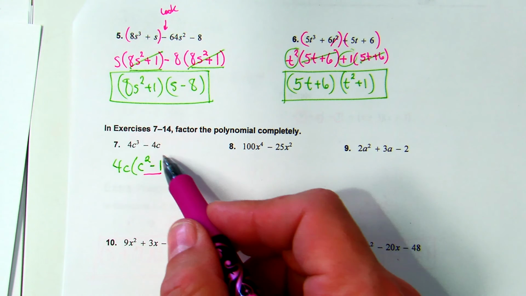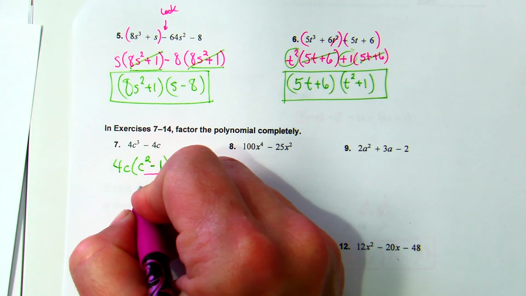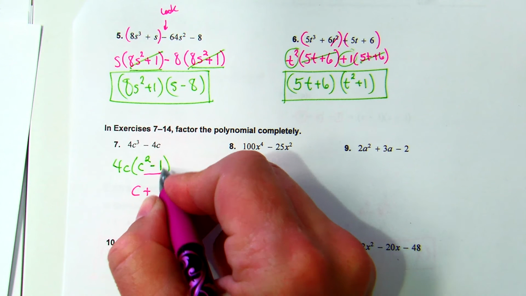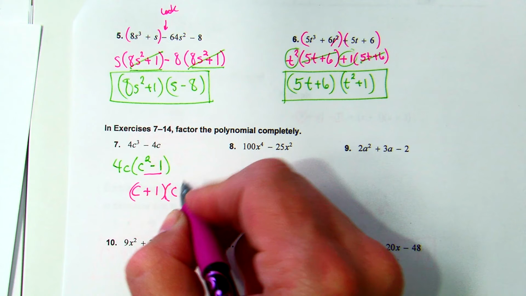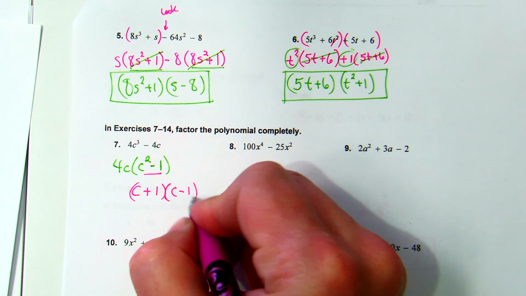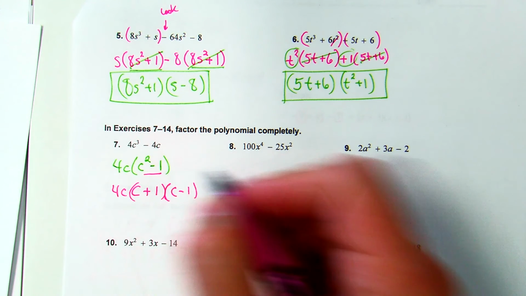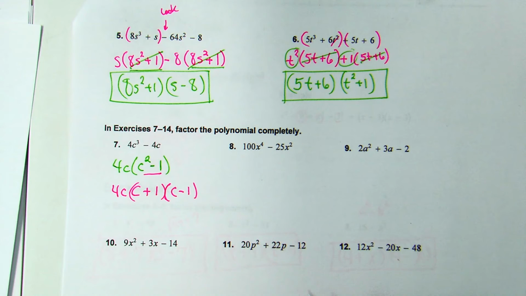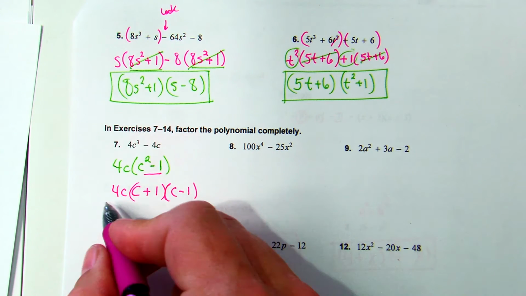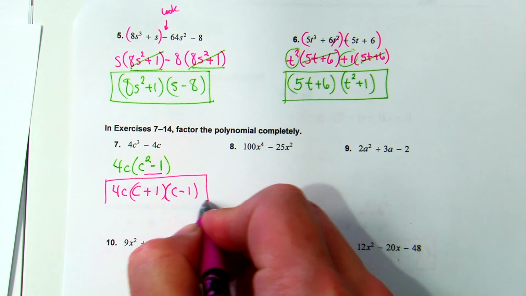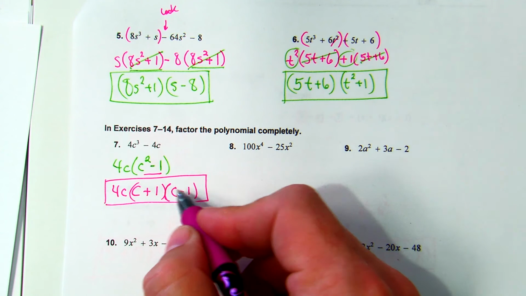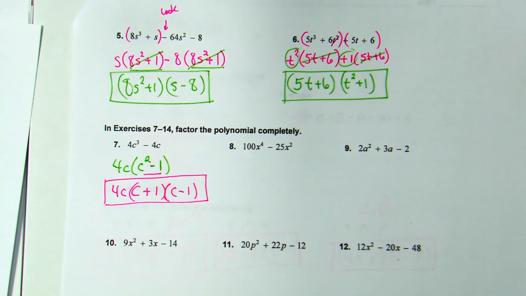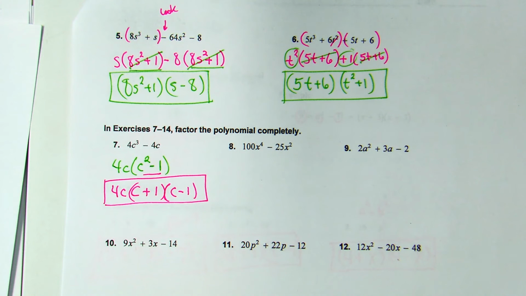So I can take the square of the first one, add it to the square of the second one, and then I'm going to multiply that times the square of the first one minus the square of the second one. And don't forget that you have your 4c out front. So my completely factored form should be 4c times, in parentheses, c plus 1 times, in parentheses, c minus 1. Okay, that should be my factored form completely.